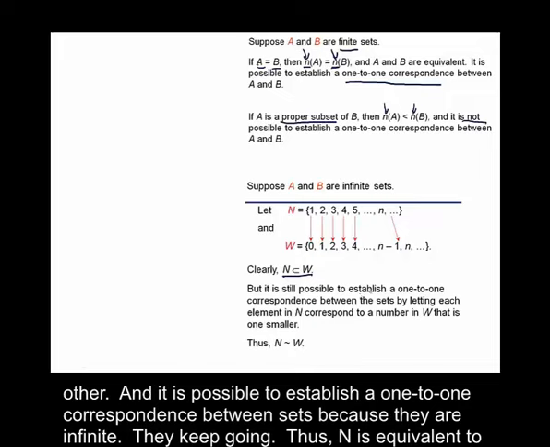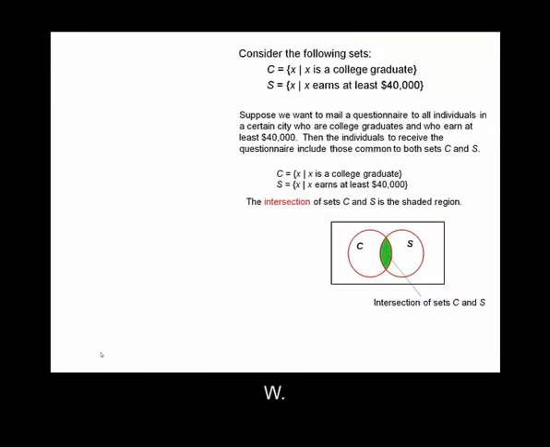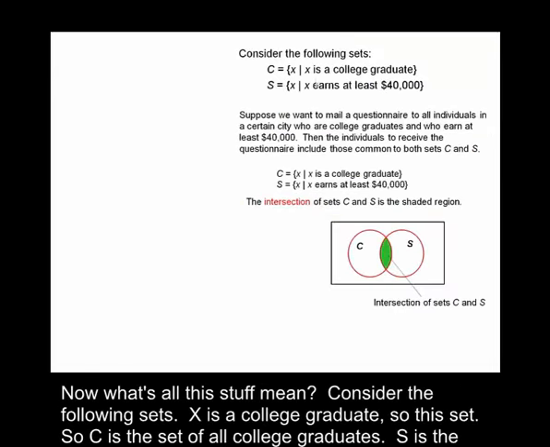And it is possible to establish a one-to-one correspondence between the sets because they are infinite. They keep going. Thus, N is equivalent to ω. Now, what's all this stuff mean?